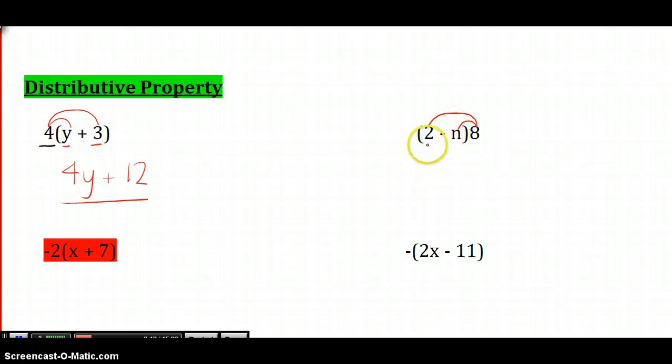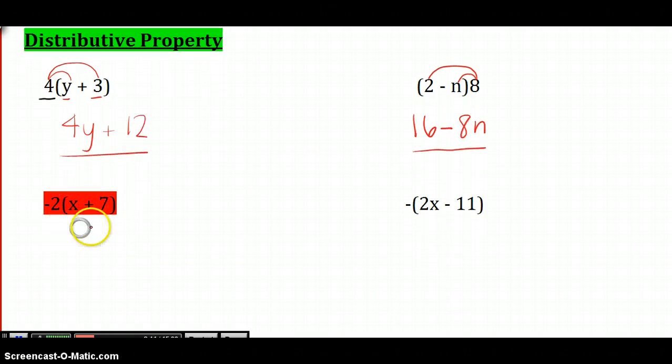So I'm going to do 8 times 2, which gives me 16. And then keep the sign minus. 8 times n is just 8n. So this is your answer. So it's important to keep 8 times 2 first because 2 comes first. Otherwise your negative sign is going to get all flipped around.